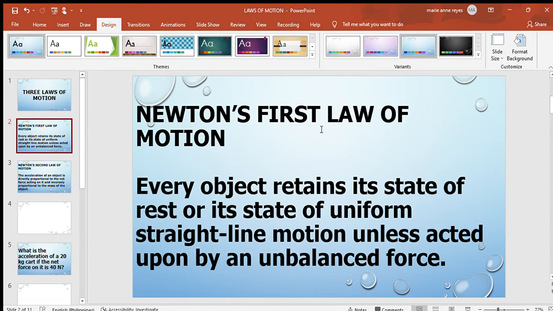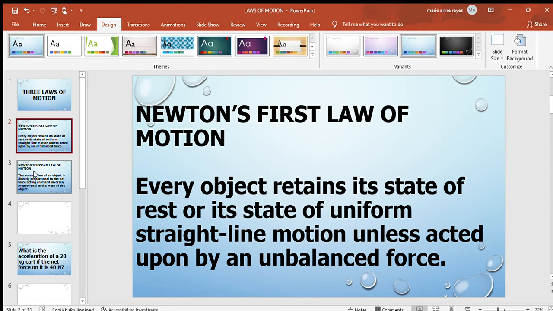So in short, we can define that the first law of motion states that an object at rest will remain at rest unless it is put into motion by an unbalanced force. So that is simply the meaning of Newton's first law of motion. And just like for our example a while ago. Now, let's proceed to the second law of motion.